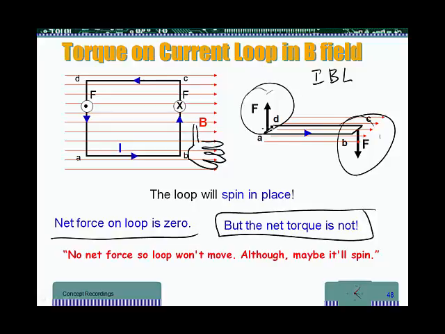This one is trying to rotate it clockwise, and this one is trying to rotate it clockwise about the center of mass. So this leads us to think that the loop might spin, and we might be having an electrical motor here.